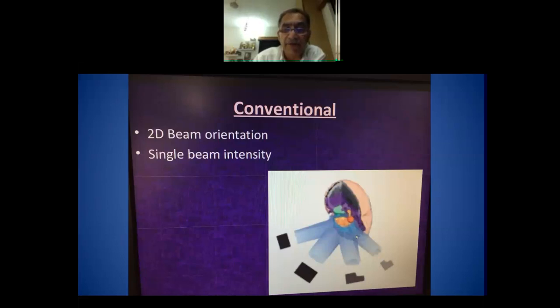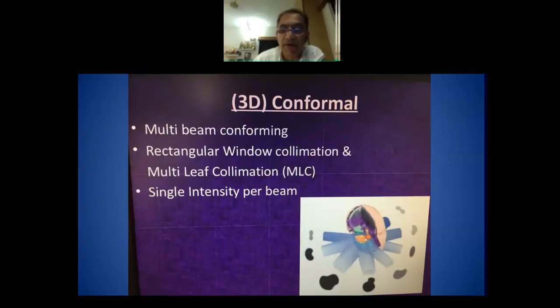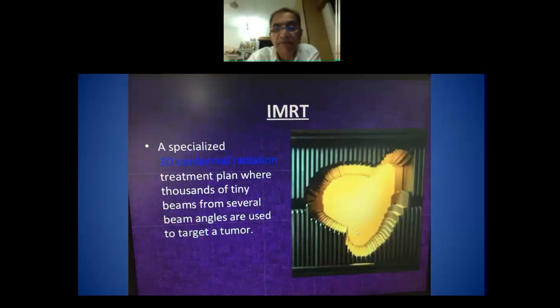So when we started off with conventional, we used to use what is called a two-dimensional beam orientation. Then we moved on to image-based radiotherapy planning. So all patients underwent what is called a pre-radiotherapy planning CT scan or an MRI or a PET scan, and then you view the tumor basically from multiple angles, and design the fields and the computer plan accordingly. So we call it the 3D conformal.